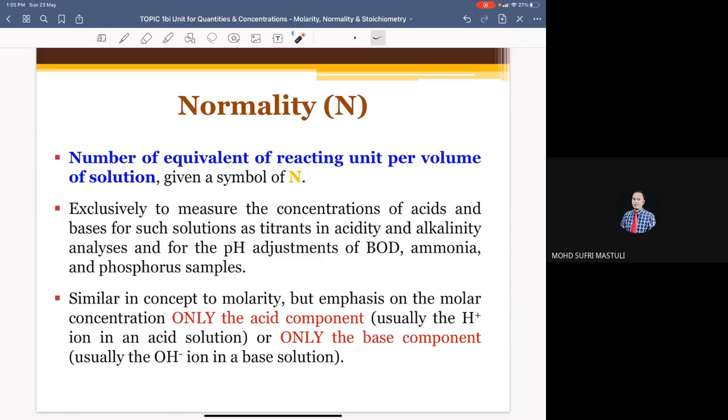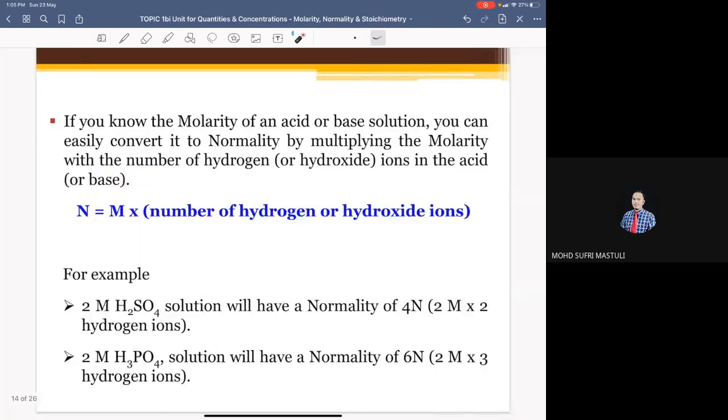Similar in concept to molarity, mole per liter, but it emphasizes the molar concentration only for the acid component, which is H plus in the acid solution, or it only focuses on the base component, which is OH minus, hydroxide, in the base solution. That is about the normality.